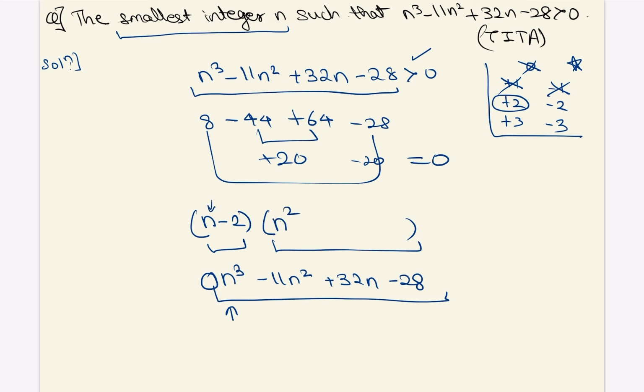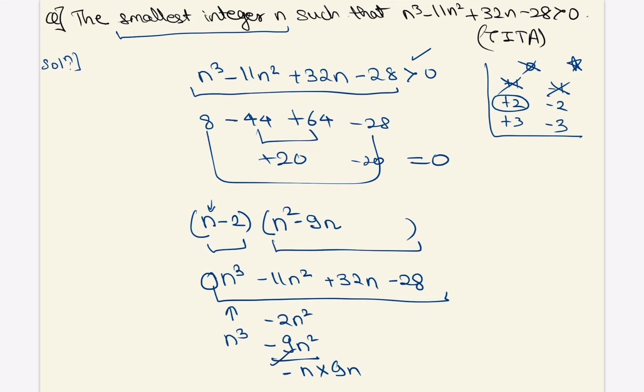So it becomes n cubed. What do we get? Minus 2n squared as well. How much more do we need? We need minus 9n squared as well. So to get minus 9n squared, I need to multiply n with 9n, and in terms of sign it would be minus. So I write minus 9n. So I got my minus 9n squared.